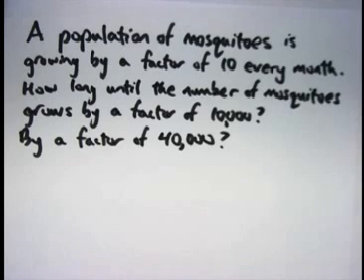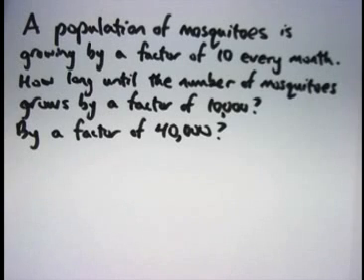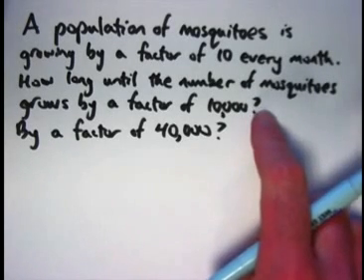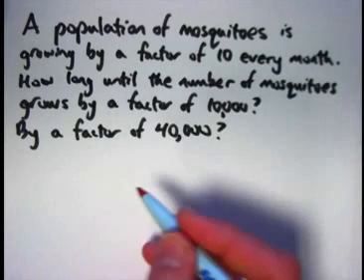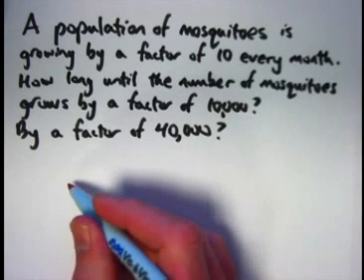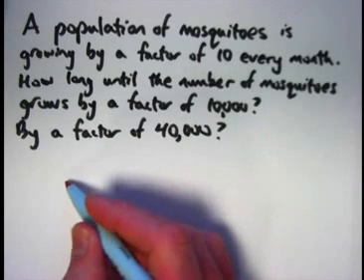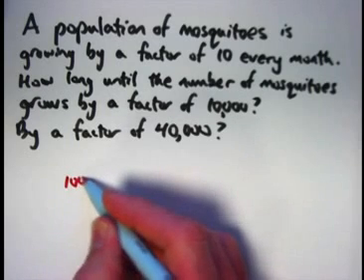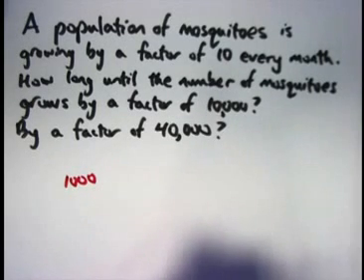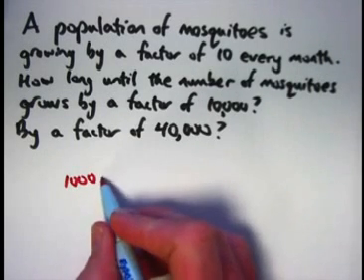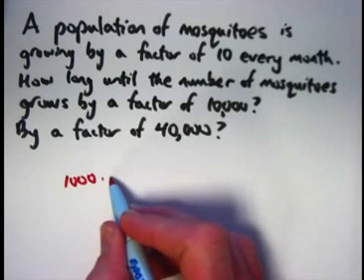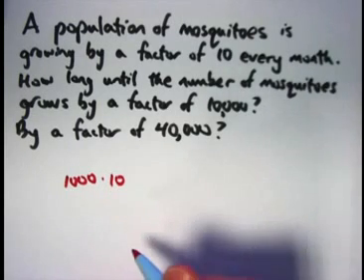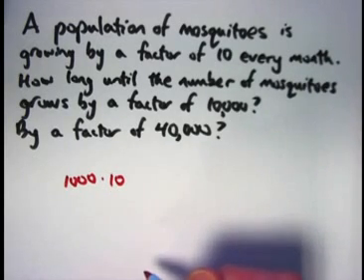You know, you might imagine mosquitoes do reproduce very fast. So it's growing by a factor of 10 every month. We can certainly answer this first question pretty quickly. Maybe you pretend there are, again, it doesn't matter what you pretend, maybe you pretend there are 1,000 to begin with. What does it mean to grow by a factor of 10? It means you multiply 1,000 by 10. So after 1 month, there'd be 10,000.